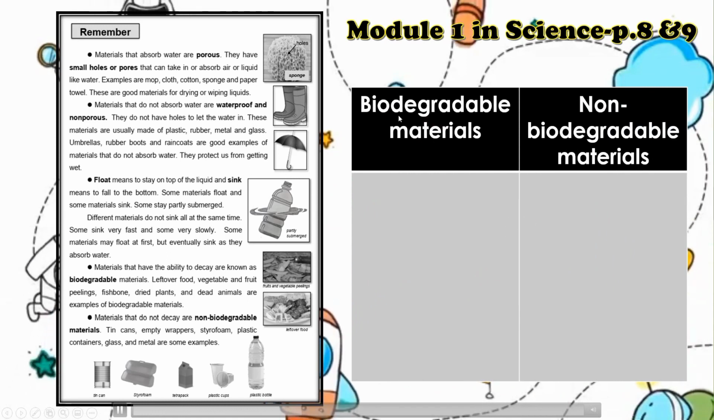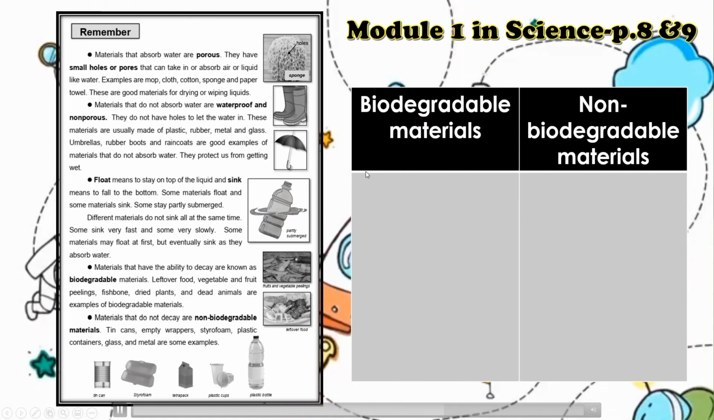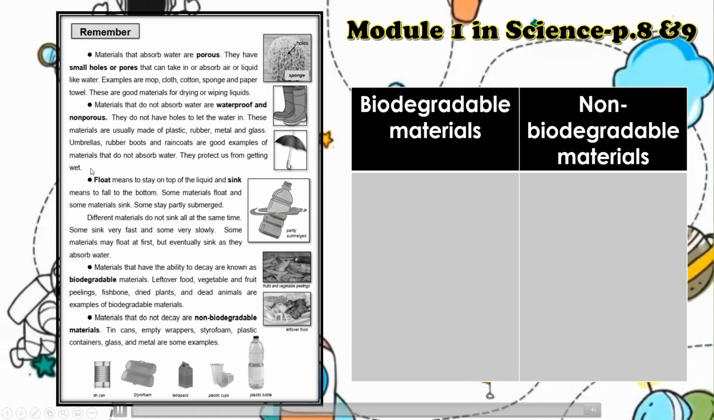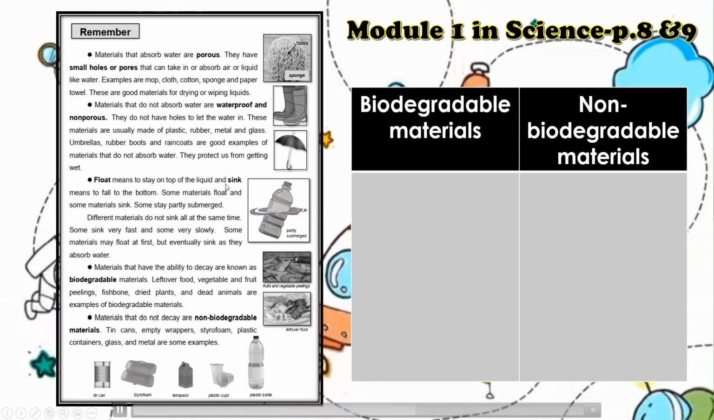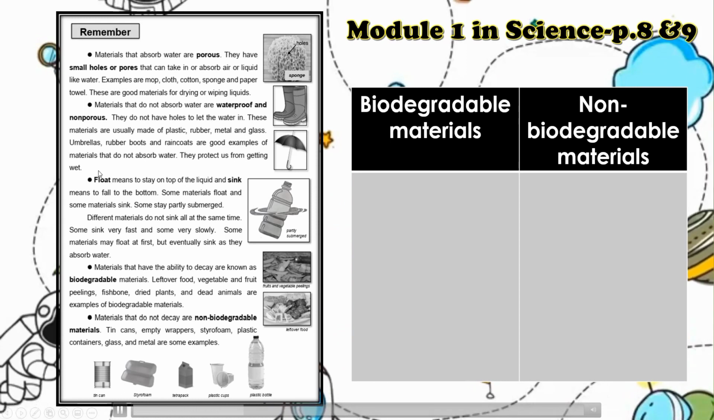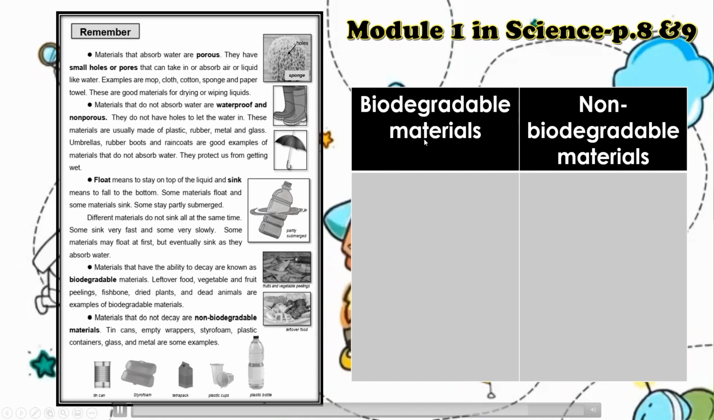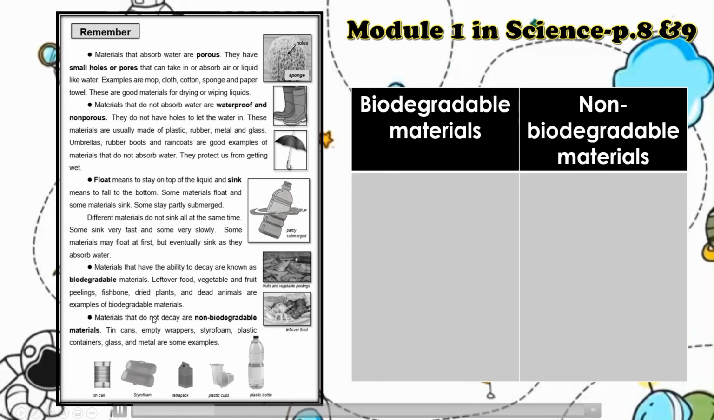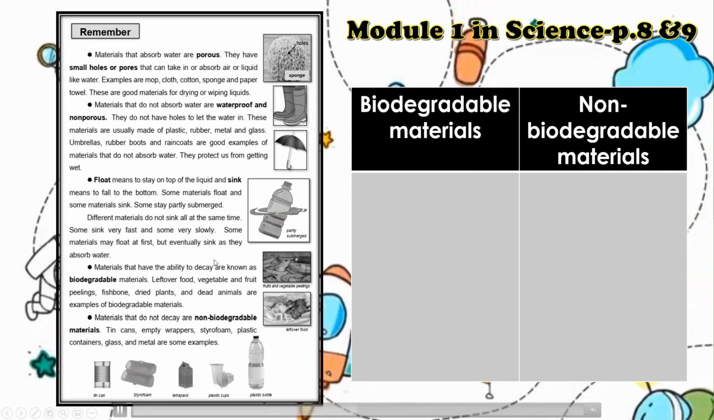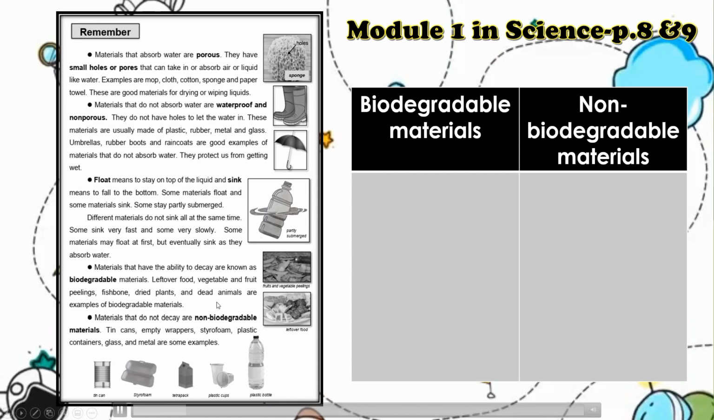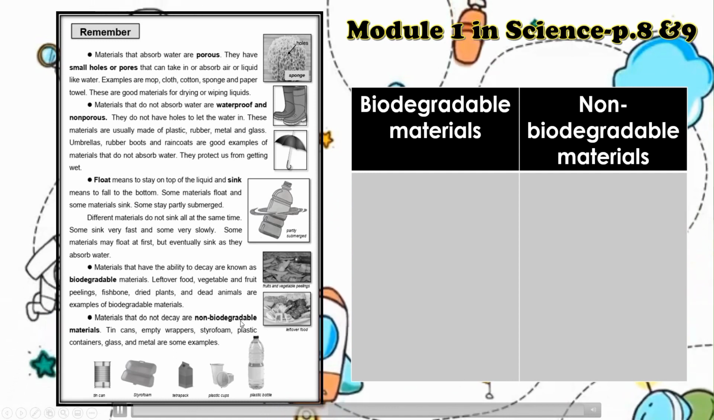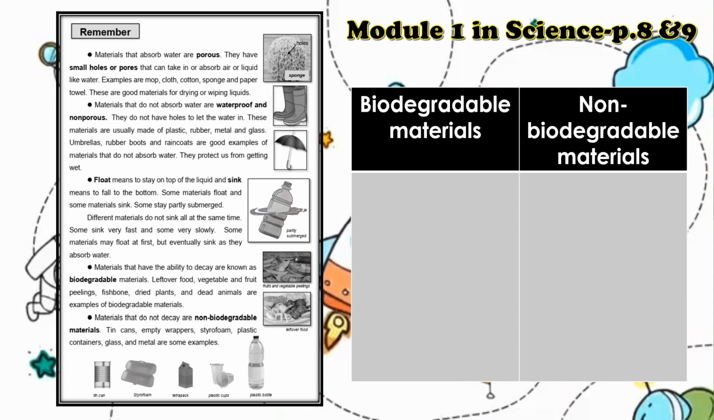For the second activity, that's about float and sink, you can write after this. You can also highlight the words float and sink using marker or just underline them. For the third activity, that's biodegradable and non-biodegradable materials, you can write after this. Again, you can highlight the words biodegradable and non-biodegradable materials using marker or just underline them.